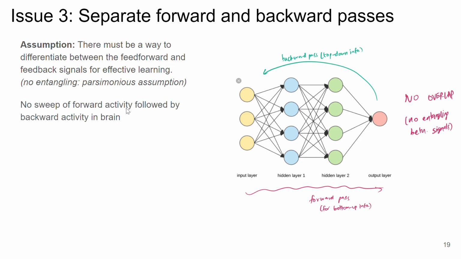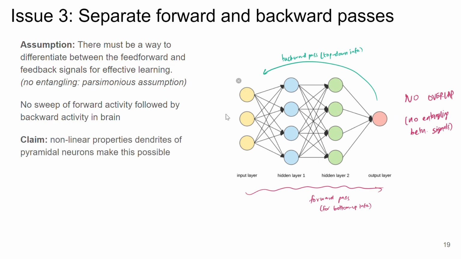And when we look at the brain activity, when we see something, it's not like we see a sweep of forward activity and then something happens and then we see a sweep of backward activity. The brain is always active. So the claim here is that the nonlinear properties of dendrites of pyramidal neurons make this possible.